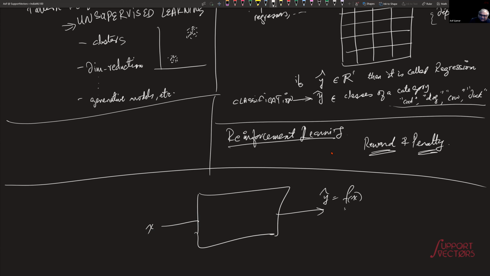We tried two algorithms. We tried linear regression, which tried to fit a straight line to data, because our data was one-dimensional. In higher dimensions, it would be a plane or a hyperplane. And the second one we tried was random forest.